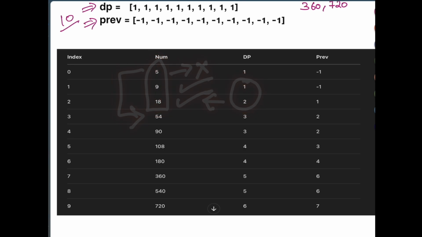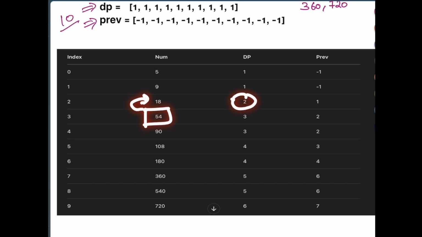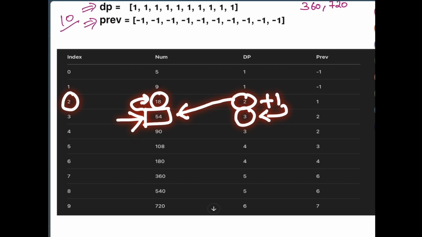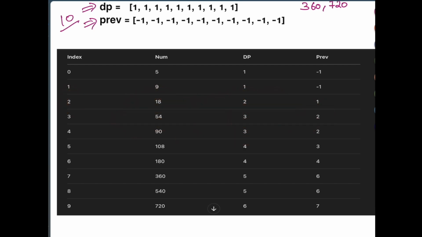So in this case, what we got is 54 will get an answer from 18 that I can bond with you and your DP length is 2, and I am giving you one more element which is 54. So the DP length is going to be 2 plus 1, which is 3. So now the DP length is 3, and what's the previous element of 54? This is 18, which is at index number 2. So the previous value of 54 is going to be 2. So that is what we are doing for each of the elements.